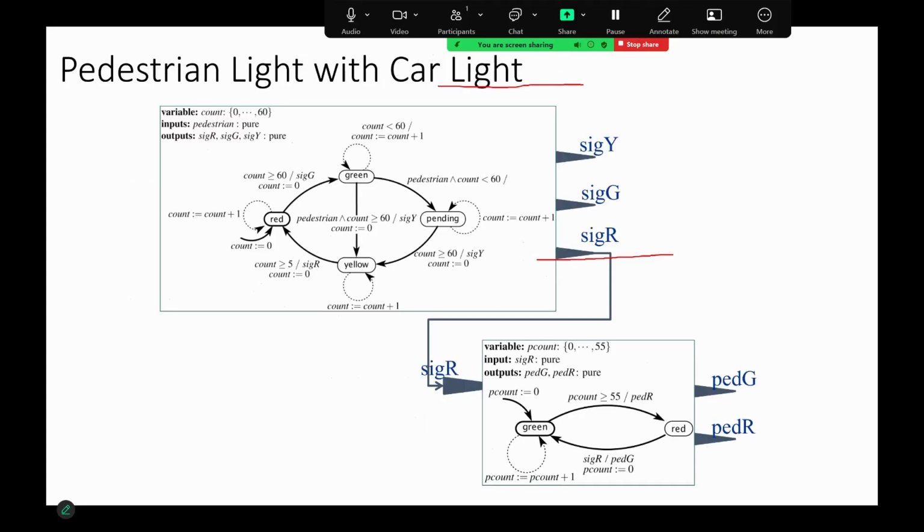And then to connect both, I will take the signal red from the car light to the signal red in the pedestrian light. If the car is showing a red, it's green for the pedestrian. Do you agree? And this is called the cascade, if you remember.